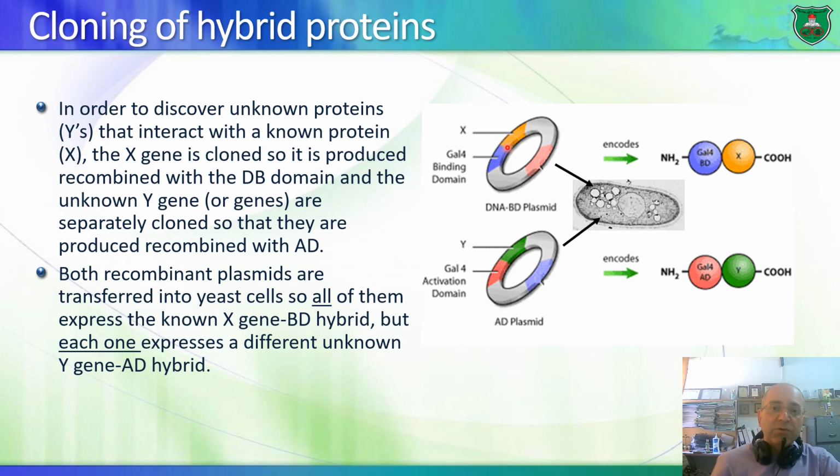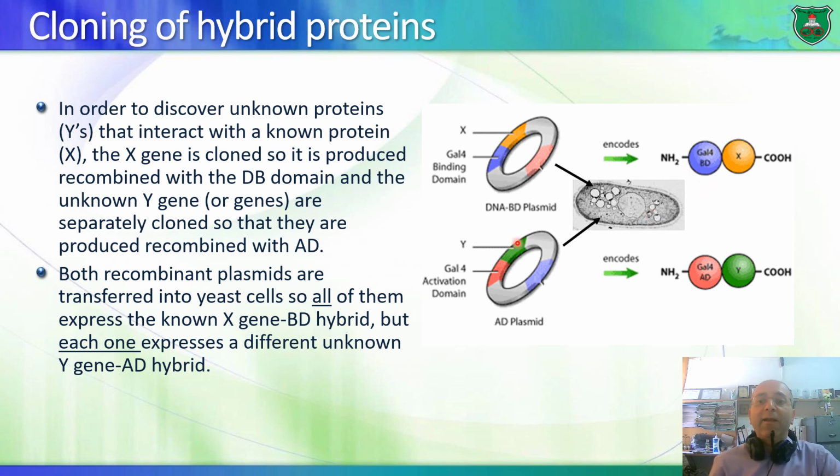It is fused with the binding domain of the GAL4 gene or protein. Once we have transfection of this plasmid into yeast, so we insert this plasmid into yeast cells, these cells would produce a protein that contains protein X, which we know what it is, with the DNA binding domain of the GAL4 protein.